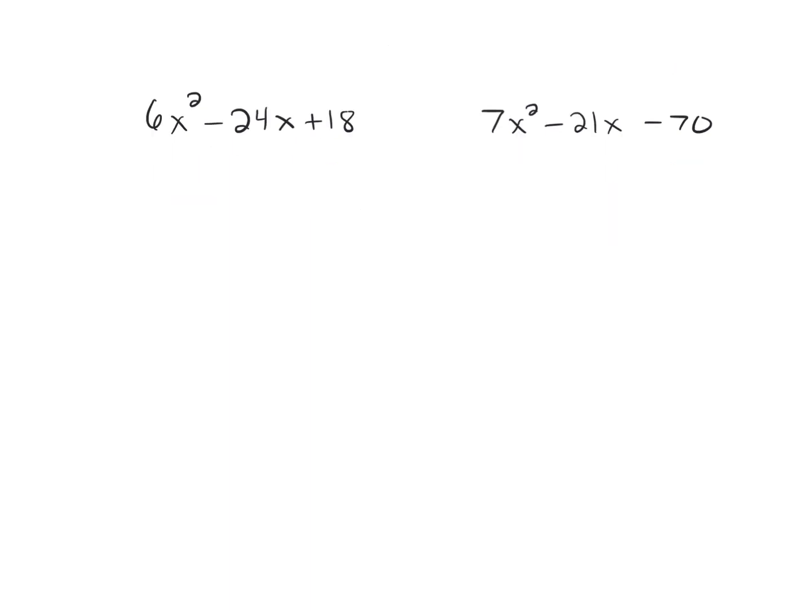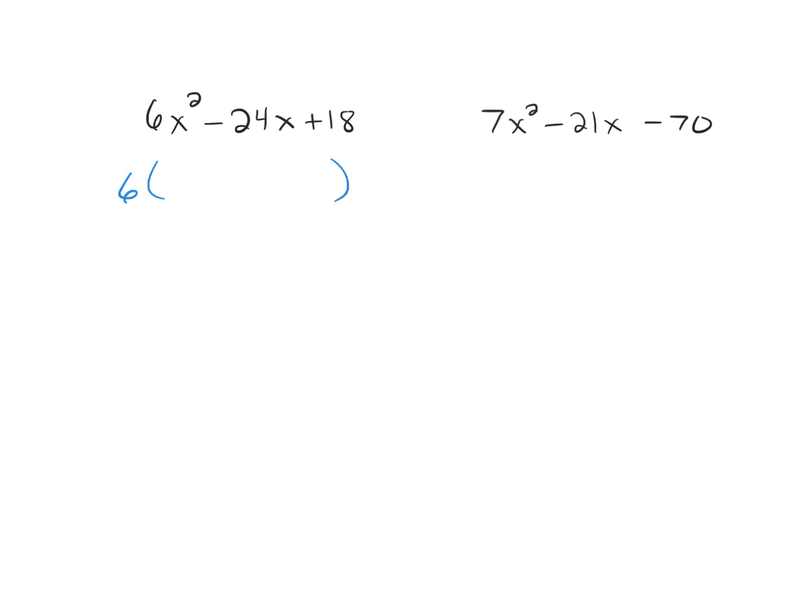Okay, let's look at a few problems that are a little more complicated. This has a number in front of the x squared, and so does this. So you may not use the shortcut. It does not work. But if you notice, there is a common factor of 6 showing up here that we need to pull out, because you always look for the GCF first. So I'm going to pull out a 6.